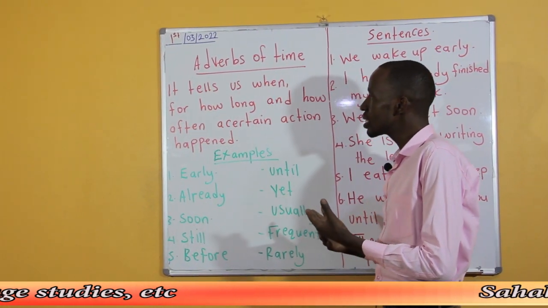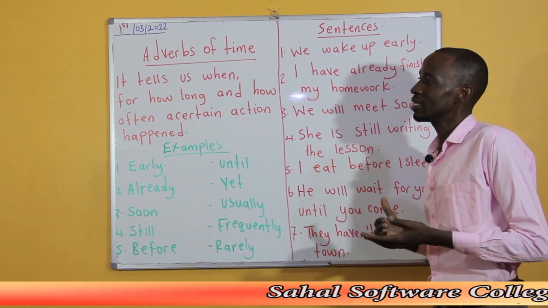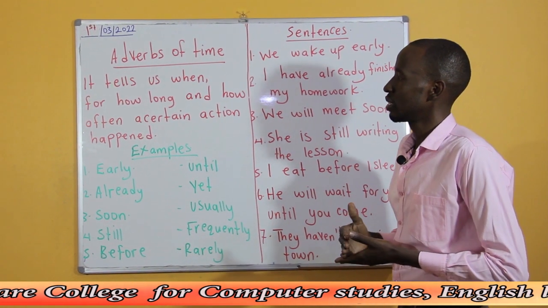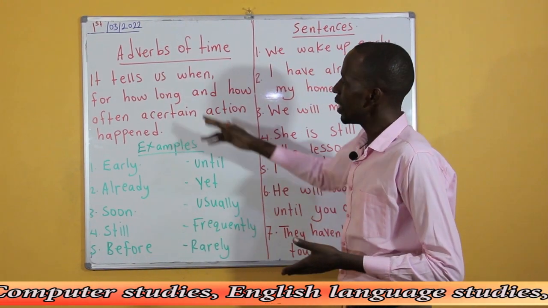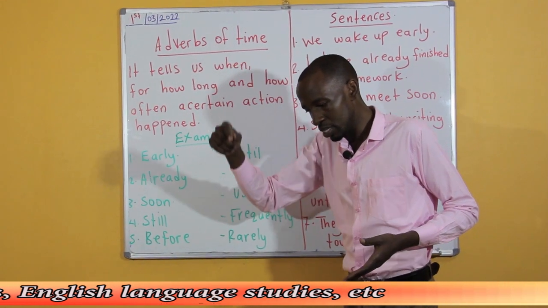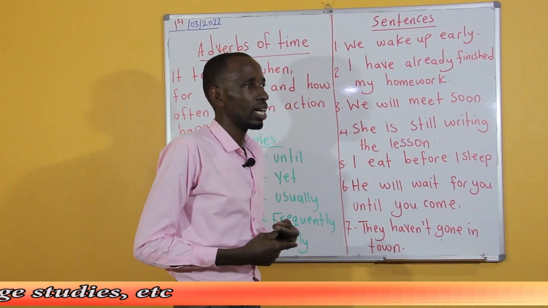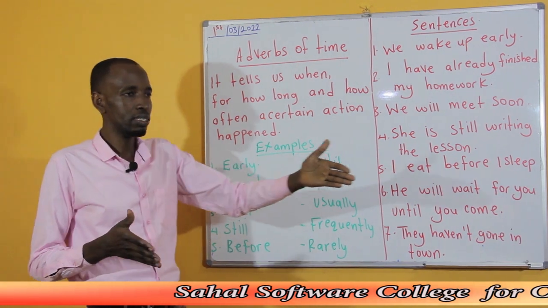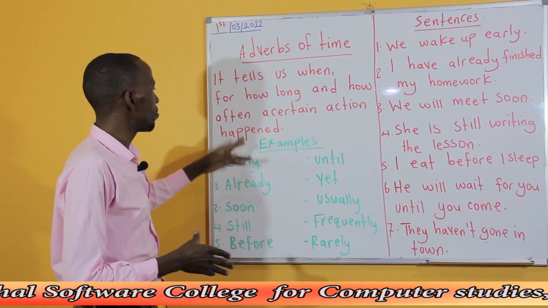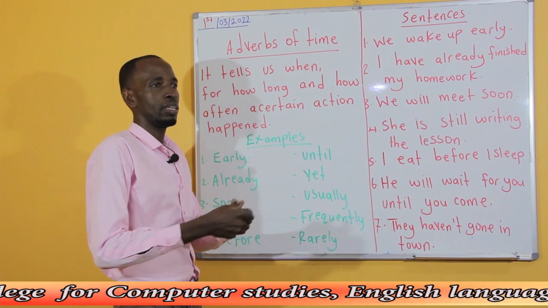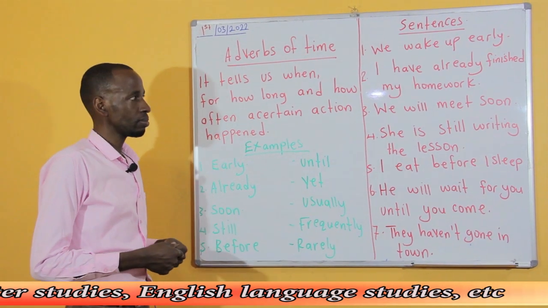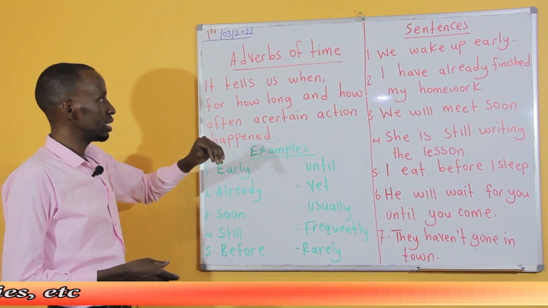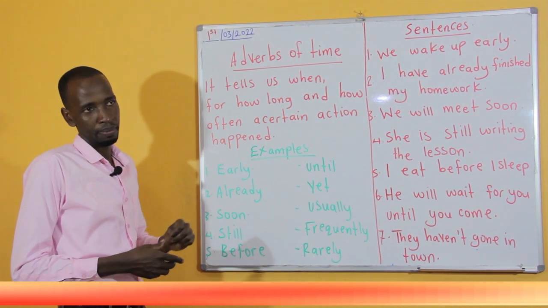For how long is the length of the action, the time the action takes. When means the time when the action happened, and how often is the number of times the action repeats. So those three things can be explained by adverbs of time.